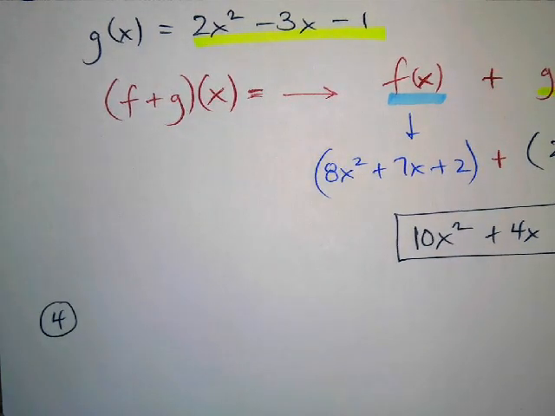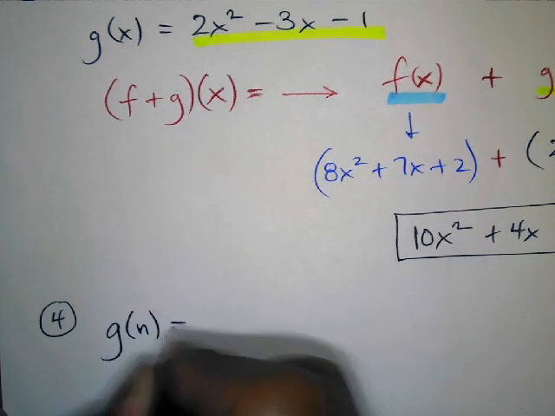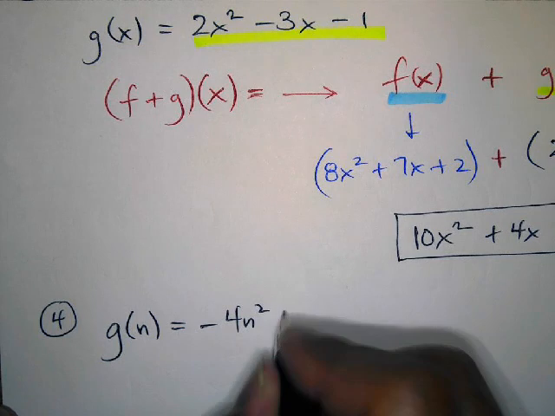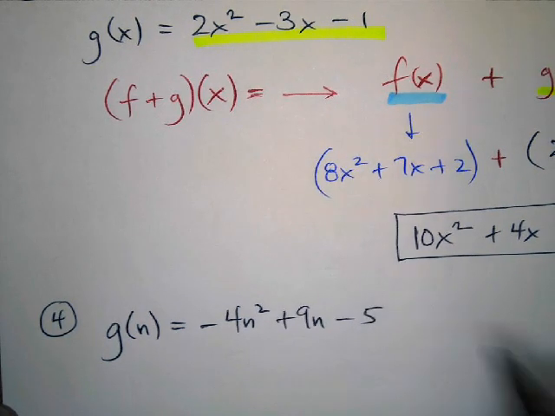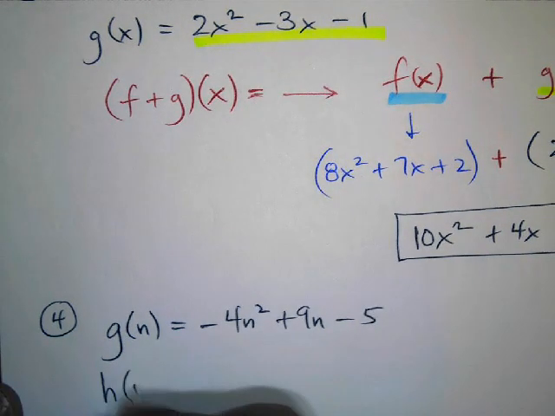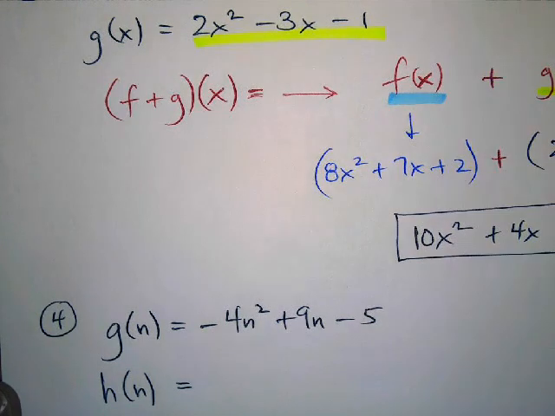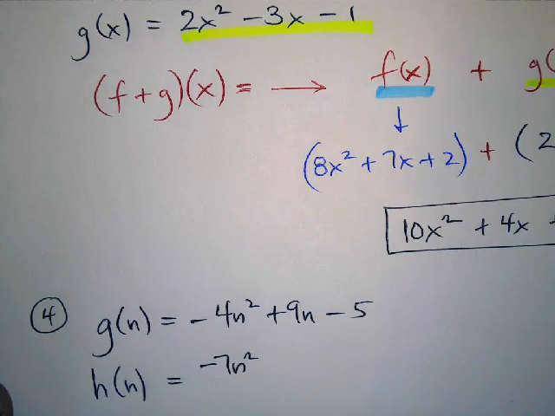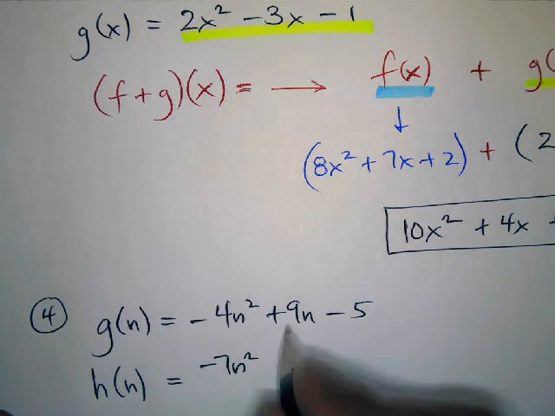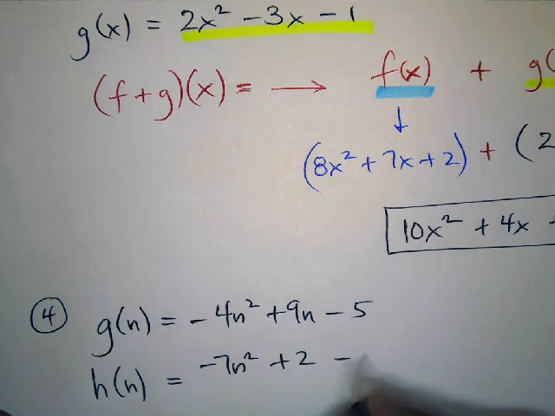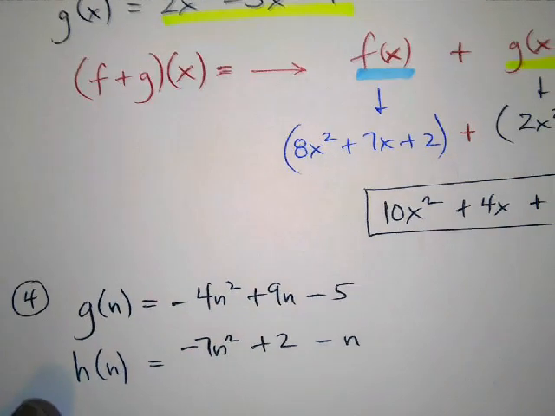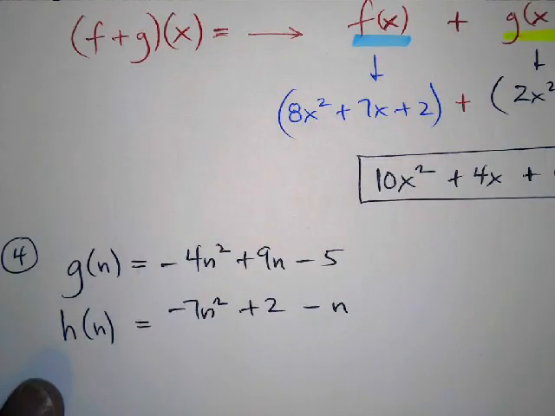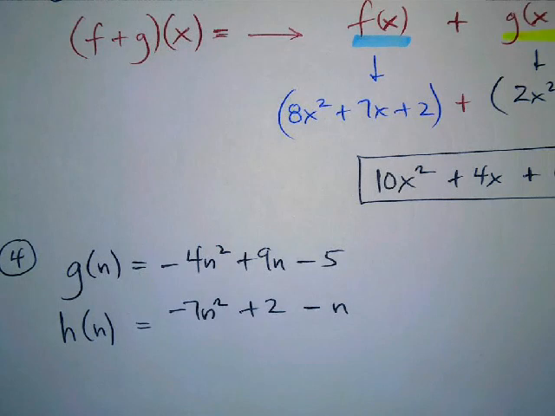Okay, number 4. Okay, last one for this first video. Here goes. g of n is equal to negative 4n squared plus 9n minus 5, and h of n is equal to negative 7n squared plus 2 minus n. So here's another thing you've got to watch out for.